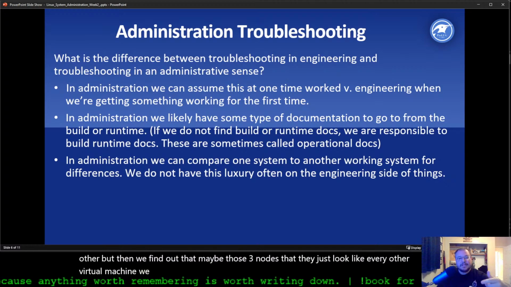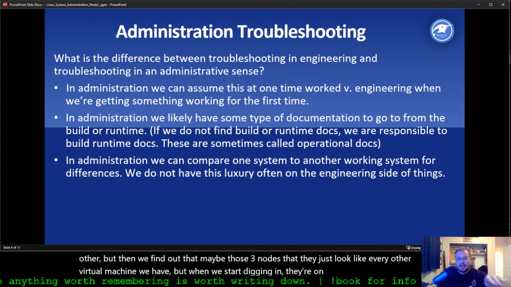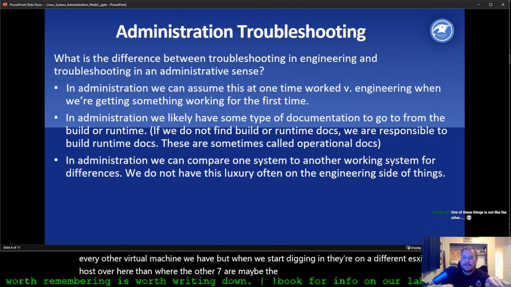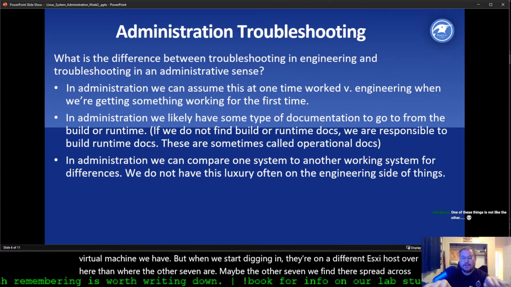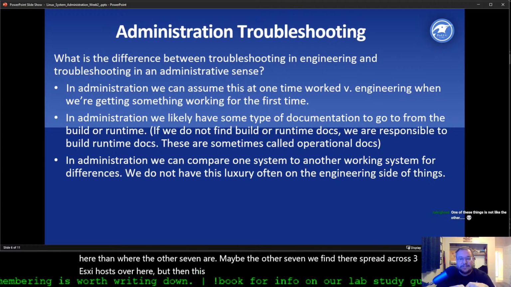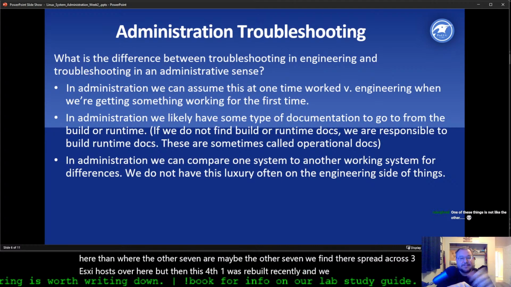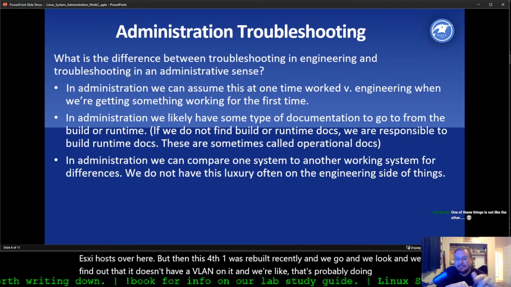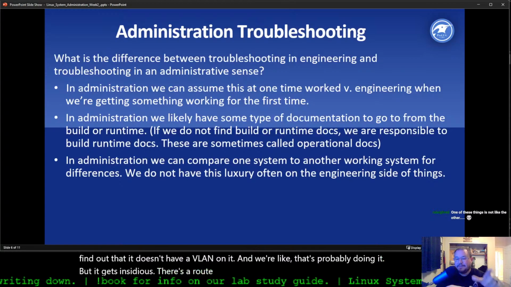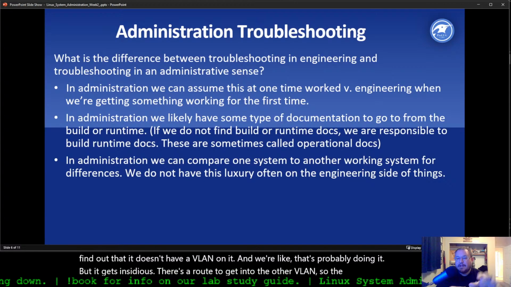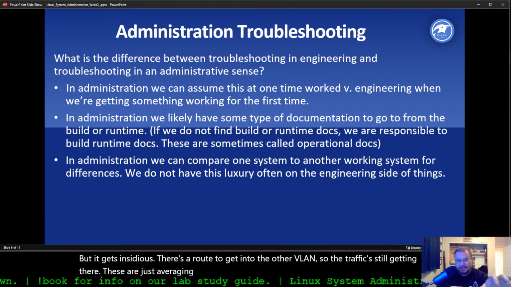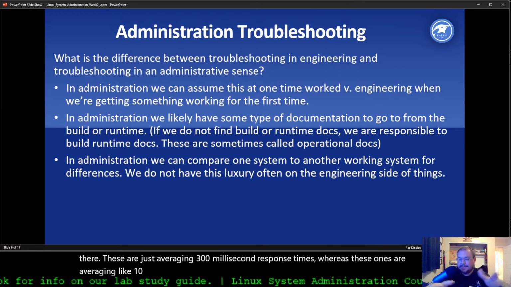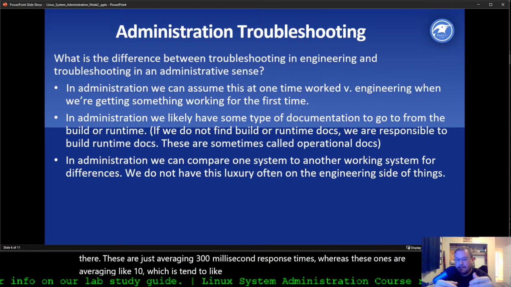But when we start digging in, they're on a different ESXi host than where the other 7 are. Maybe the other 7 are spread across 3 ESXi hosts over here. But then this 4th one was rebuilt recently, and we look and find out that it doesn't have a VLAN on it. We're like, that's probably doing it. But it gets insidious. There's a route to get into the other VLAN, so the traffic's still getting there. These are averaging 300 millisecond response times, whereas these ones are averaging like 10, where 10 to maybe 50 is more average.